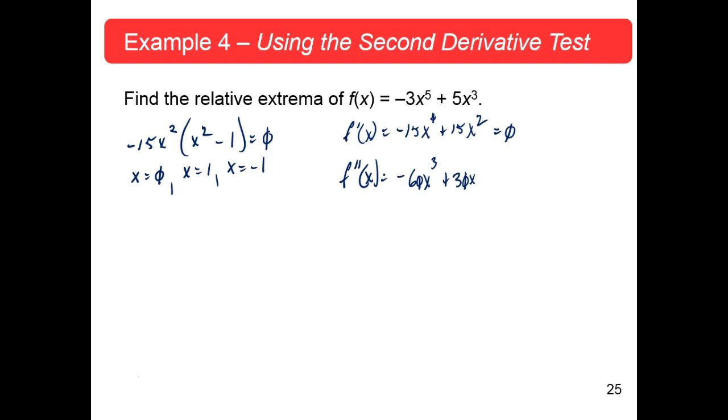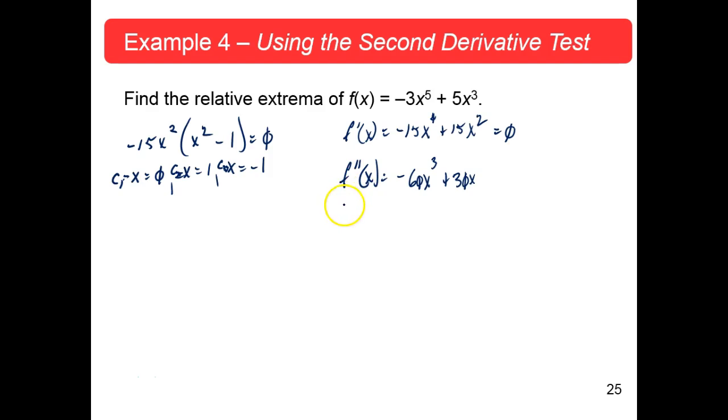Say again? Did I hear plug it in? Yeah, plug it in. These are the critical points. Okay, I could call this C1, C2, and C3. We could call them, those are our critical values right there. You're absolutely right. Plug those into the second derivative and see what we get.